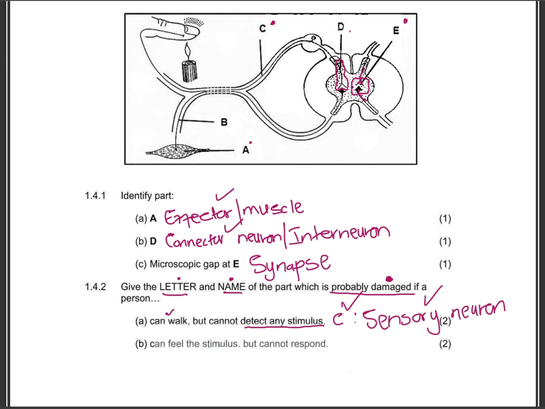So give the letter and the name of the part that will be damaged if a person can feel the stimulus. So this person can feel the stimulus, but they cannot respond. Easy peasy. For response, obviously, that will be B, because B is the motor neuron that will transmit impulses from the central nervous system or the connector neuron to the muscle or the effector. So that means B is the letter and the name is motor neuron. Okay, let's move to the next question.